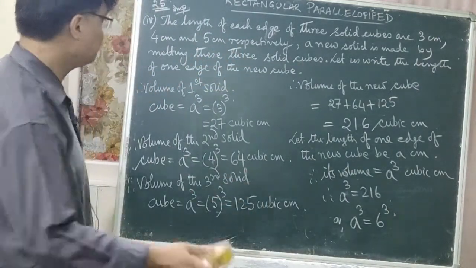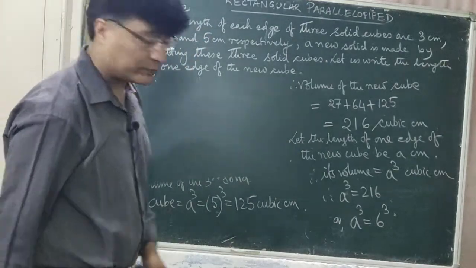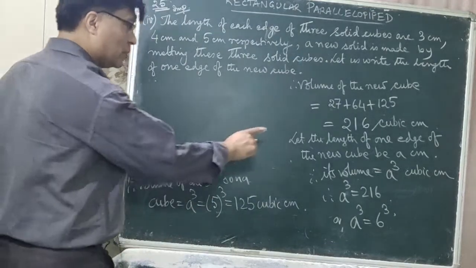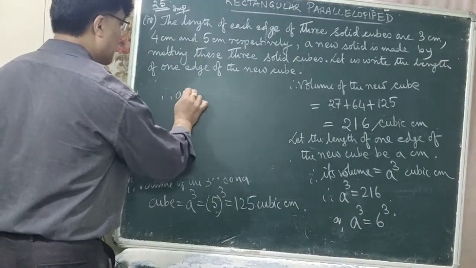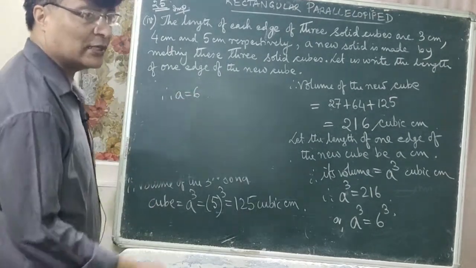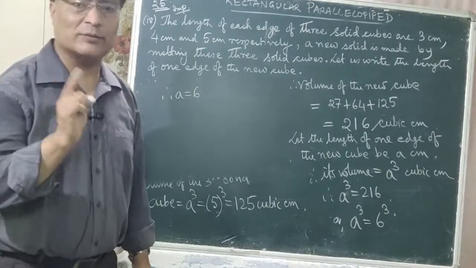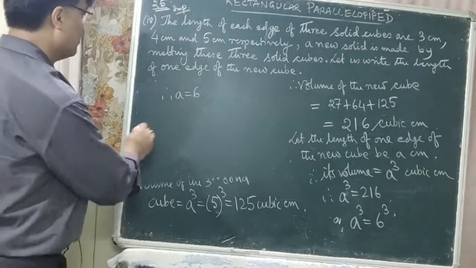Is that understood? So next, what will you do now? Since powers are equal, bases must be equal. The cube is there, so we can equate the bases as well. That is a is equal to 6. So actually what was a? A was the length of one edge of the new cube. So what is the length of one edge of the new cube? That is your 6 centimeter.